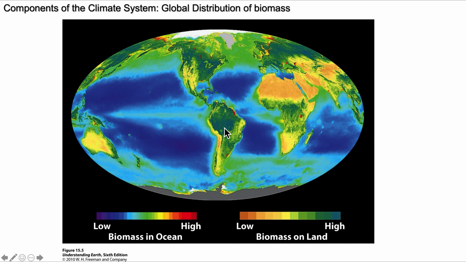On the land surface, the most productive regions are those that receive lots of moisture. So the Amazon rainforest here in South America, the deciduous forest of the eastern US and Canada here, and then the boreal forest of northern Canada and Europe as well as Asia over here, where it's called the taiga. So those are very productive regions associated with lots of precipitation.